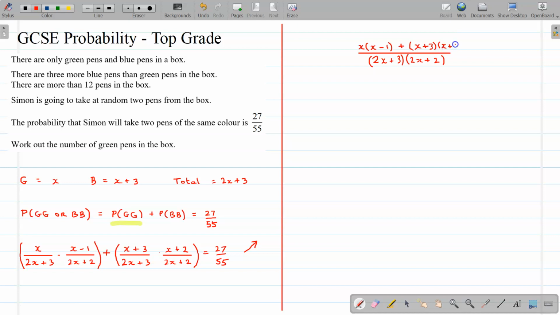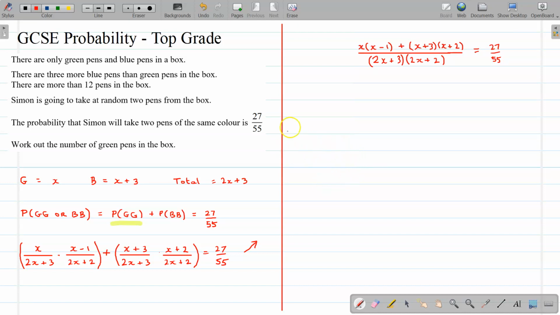Now the next thing we need to do here is multiply out the whole of that top line. Leave the denominator factorized at the moment, because we're going to end up solving a quadratic equation later on. And we still know that all that is equal to 27 over 55. A question like this in the exam would carry quite a few marks. It will take you, well, several minutes to do.